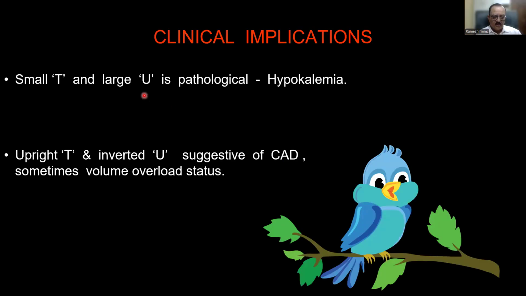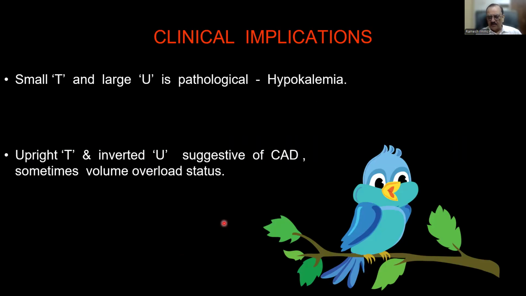So small T and large U is pathological. It could be hypokalemia. Upright T and inverted U suggest coronary artery disease. Sometimes it could be a simple volume overload status, but it is abnormal. It is pathological. You have to investigate him further. Right. Okay.